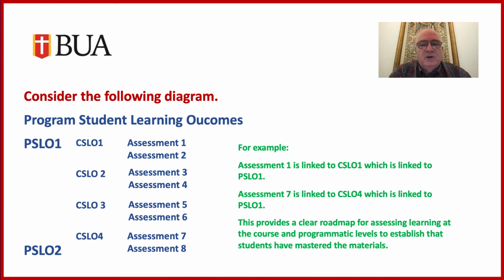Now, for example, Assessment 1 is linked to CSLO 1, which is linked to PSLO 1. Assessment 7 is linked to CSLO 4, which is linked to PSLO 1. This provides a clear roadmap for assessing learning at the course and programmatic levels to establish that students have mastered the material.